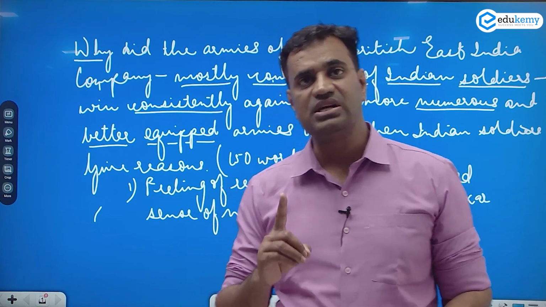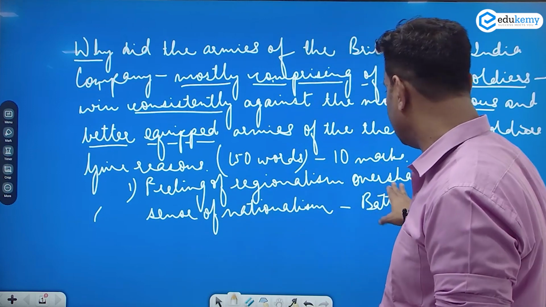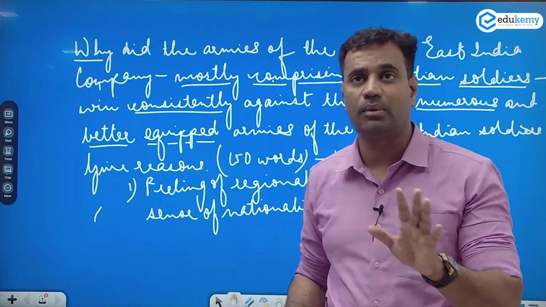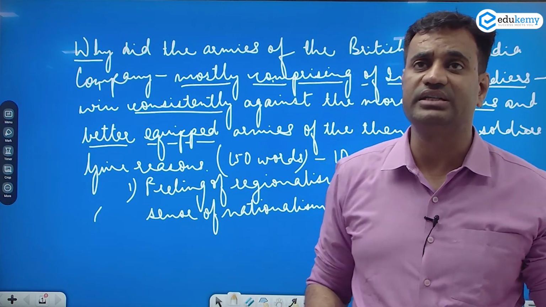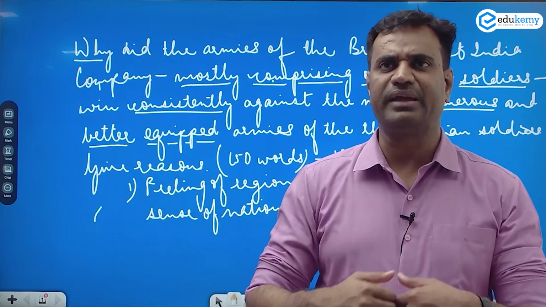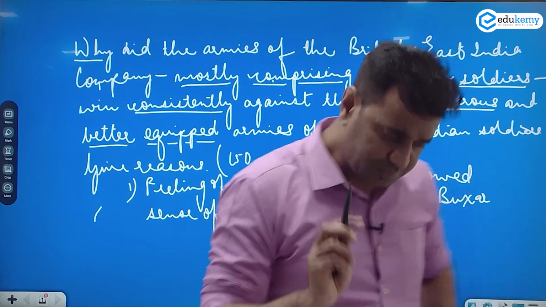So one major factor was obviously the feeling of regionalism overshadowing the sense of nationalism. Here also in the Battle of Buxar, they didn't show any coordination. All of them belonged to different regions. They fought separately, and that made it very easy for the British to defeat Indian powers.